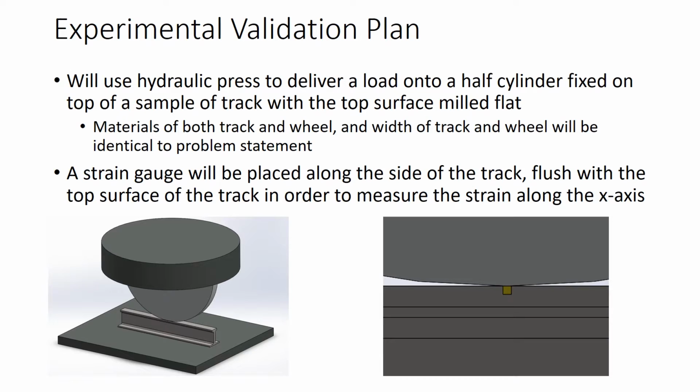In order to validate the analytical and computer-simulated findings, the following setup was chosen. A hydraulic press will be used to apply a distributed load upon a half cylinder of 1065 steel that is positioned atop a sample of train track that has had its top surface milled flat. A strain gauge will then be placed along the side of the track, flush with its top surface and centered with the area of contact.